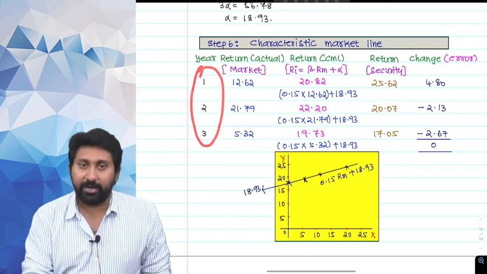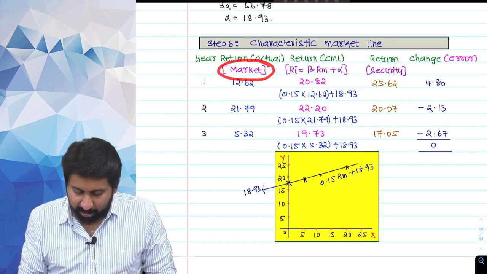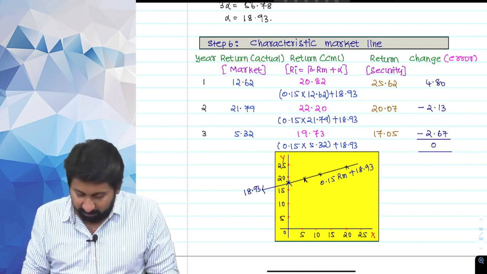Year 1, 2, 3. Return. The market has actually given a return of 12.62, 21.79, 5.32.